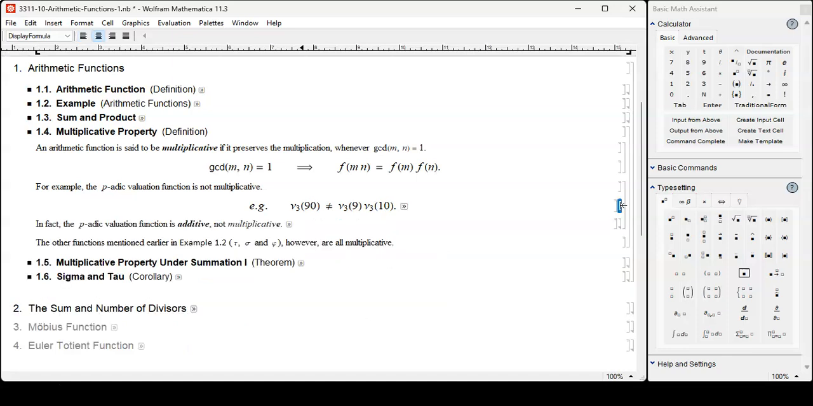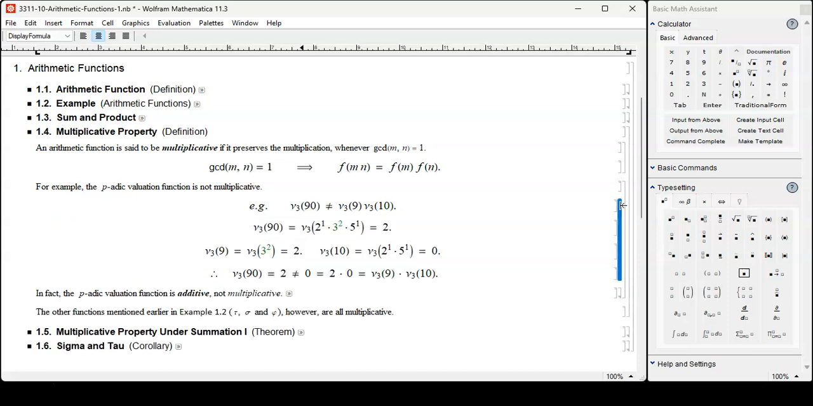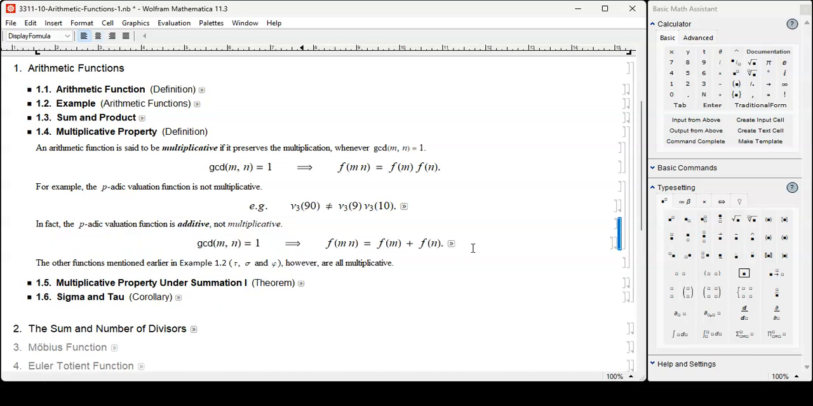By the way, it turns out that the p-adic valuation function is additive, not multiplicative, but additive. Here, please note that 2 is not 2 times 0, but 2 plus 0. Indeed, here's the definition of additivity. So replace this multiplication here with addition. That's the definition of additivity.